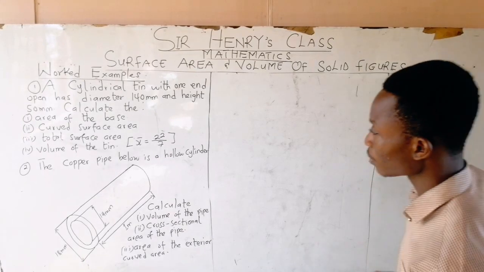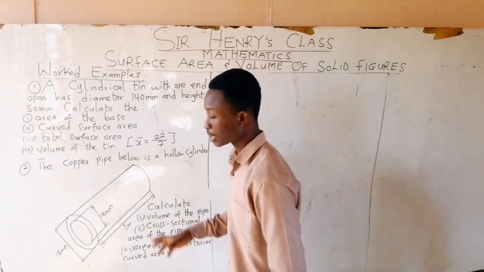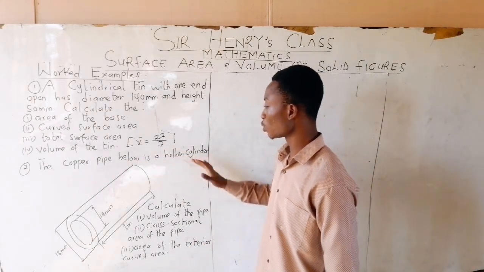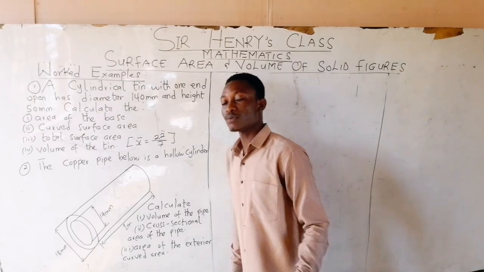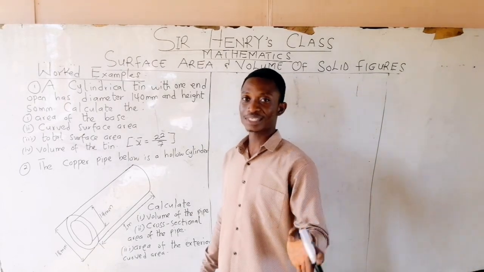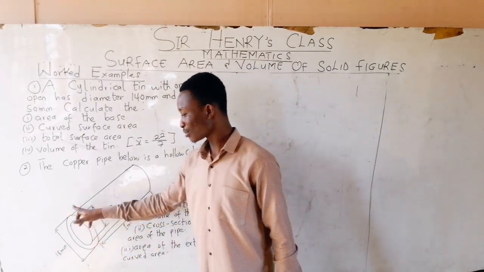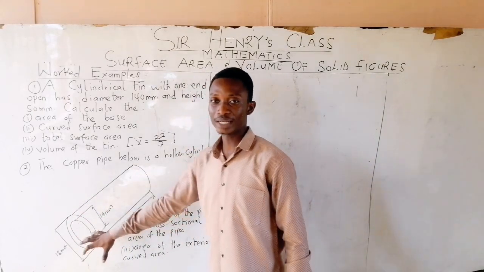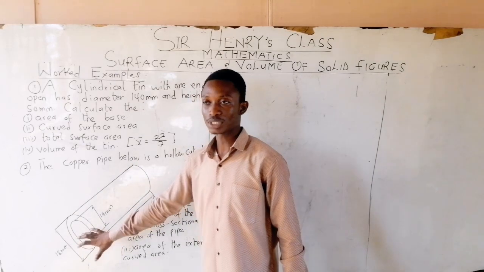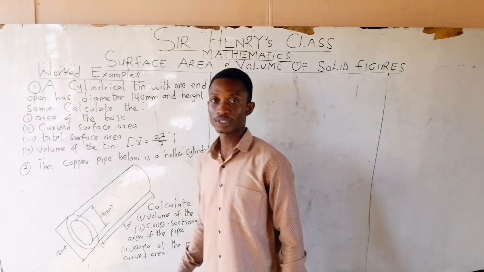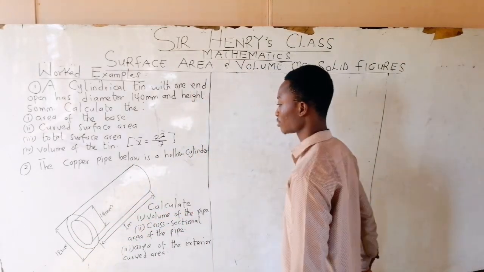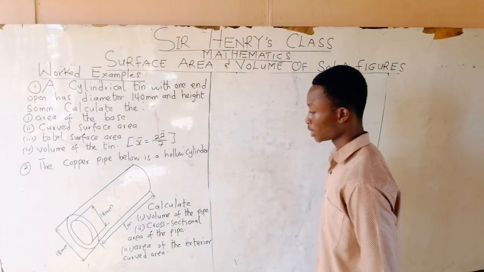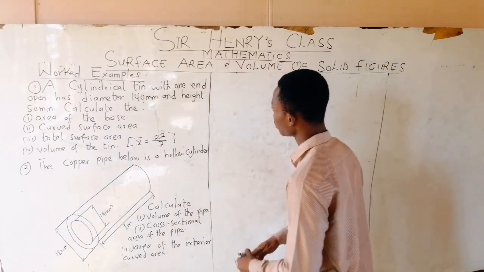Welcome back. We are going to continue with the next example. Now, what do we have? The copper pipe below is a hollow cylinder. Can someone tell me why it's hollow? In the comment section box. Because one end is closed, the other end is open, or one end has the circular portion, the other end is not having the circular portion or the circle. Good. So it's a hollow cylinder with one end open. Now I say you should find the volume of the pipe.